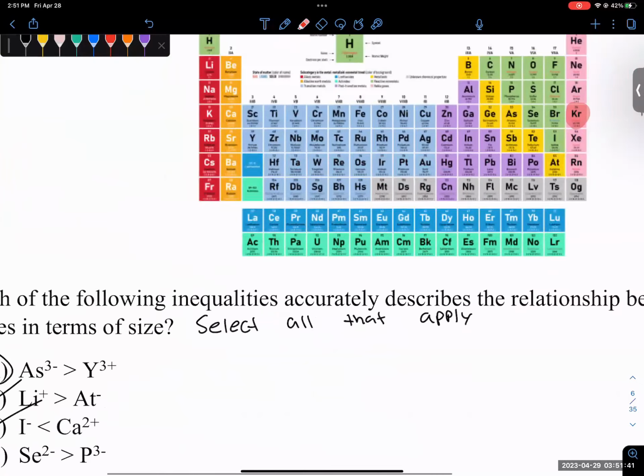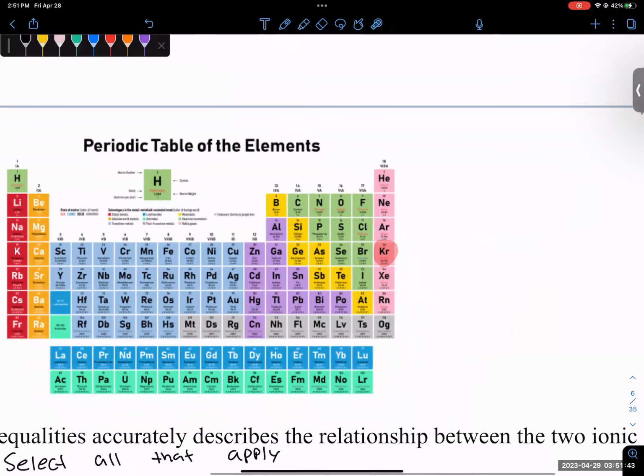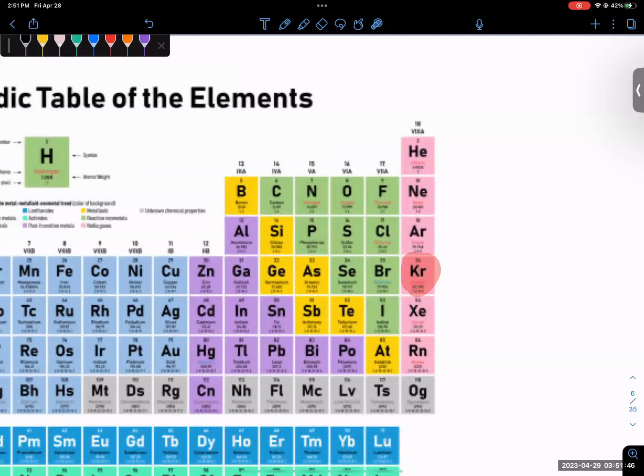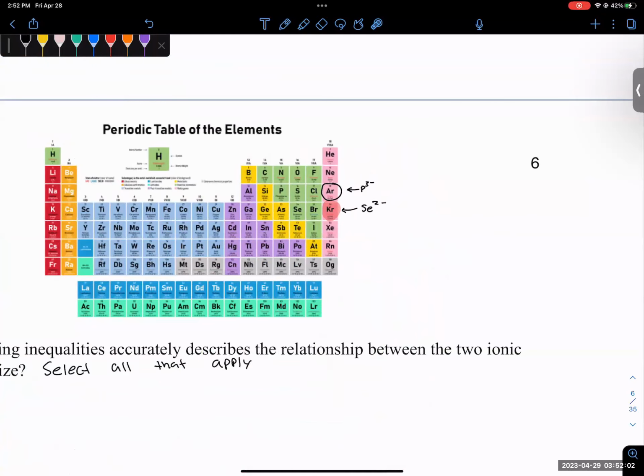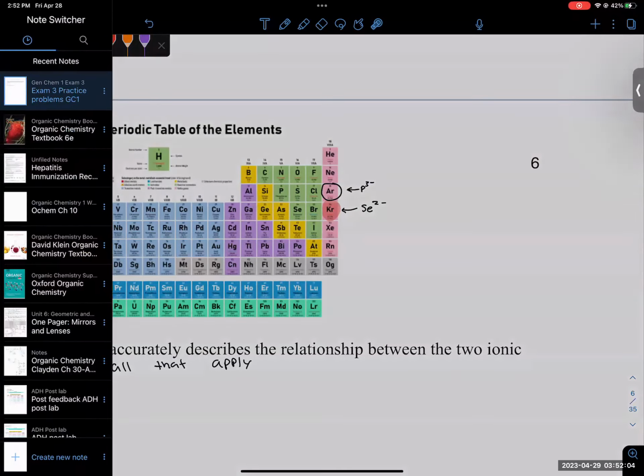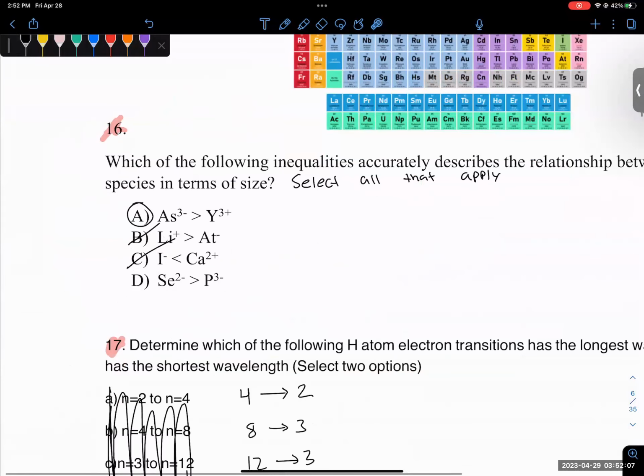Phosphorus 3 minus is going to be right here. It's going to be 1, 2, and 3. It's going to have argon configuration. So this one is for Se2 minus, and this one is for phosphorus 3 minus. Which one's going to be larger? Se2 minus, right? And that's exactly what it says. So answer choices A and D are both correct.